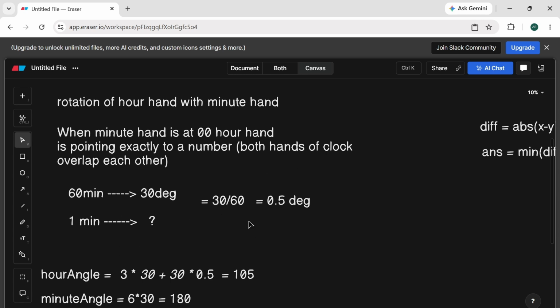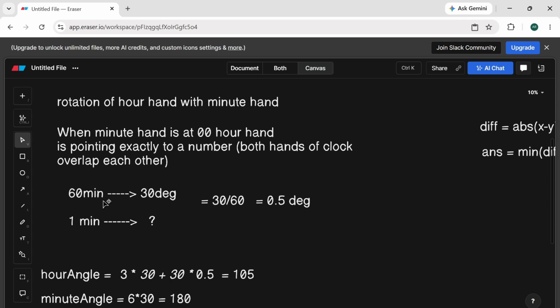The remaining part I will explain later, it was easy and it may also have clicked in your mind, whatever I explained previously, right? So the hour hand, yes, in 60 minutes it is moving 30 degrees. So in 60 minutes the hour hand moves 30 degrees. So in 1 minute, how many degrees?